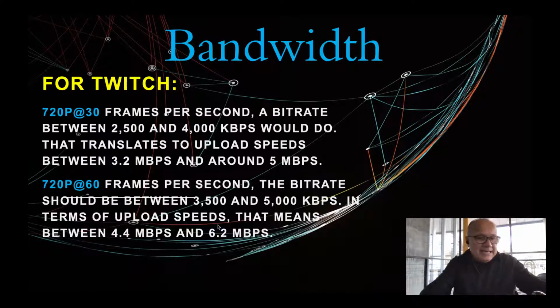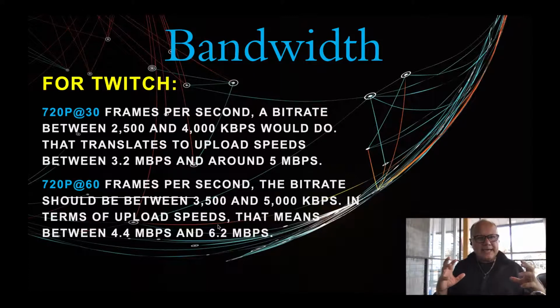Now let's move on, because Twitch also does 1080. The bigger the resolution that you're streaming, the more megabits per second that you need. So that means that a 720 at 30 frames per second, or a 720 at 60 frames per second, does not need the amount of bandwidth that a 1080 needs.